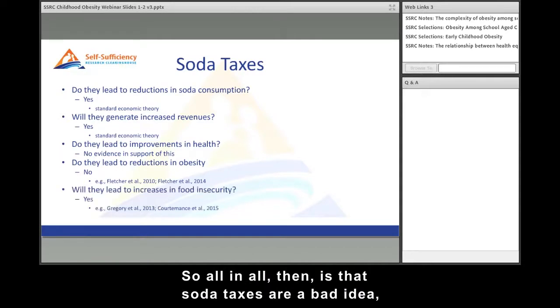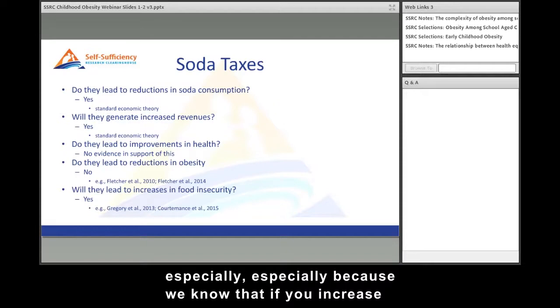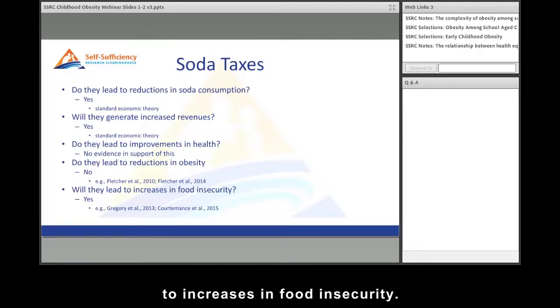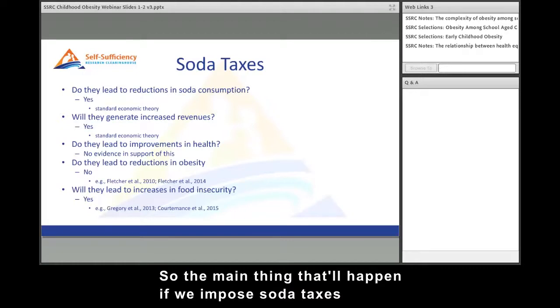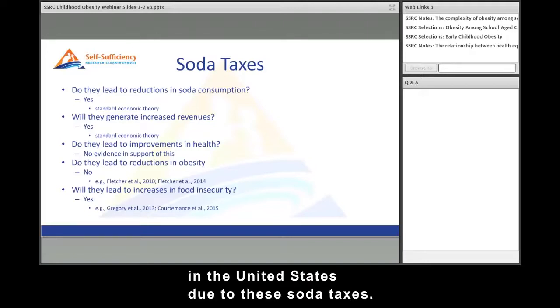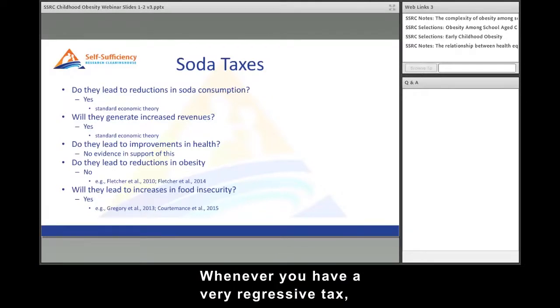So all in all, soda taxes are a bad idea, especially because we know that if you increase the price of any food, it will lead to increases in food insecurity. So the main thing that will happen if we impose soda taxes is we'll have increases in food insecurity and hunger in the United States. Now, this will come as no surprise to any of you who have looked at some of these issues. All sales taxes on food are regressive, and soda taxes in particular are a tax on food. So this is why soda taxes are a bad idea.